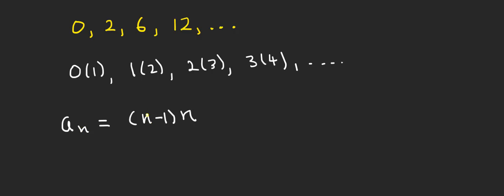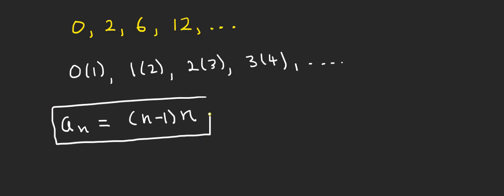When n is 1, 1 minus 1 is 0 times 1. When n is 2, 2 minus 1 is 1, 1 times 2. When n is 3, 3 minus 1 is 2 times 3. So it works. So this is the equation or rule for the sequence.